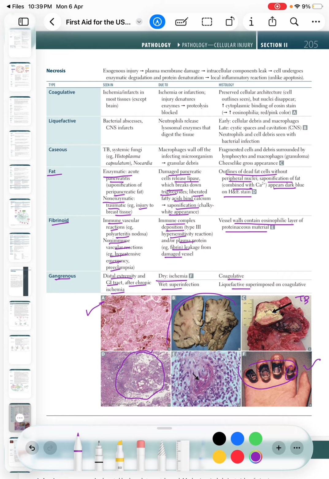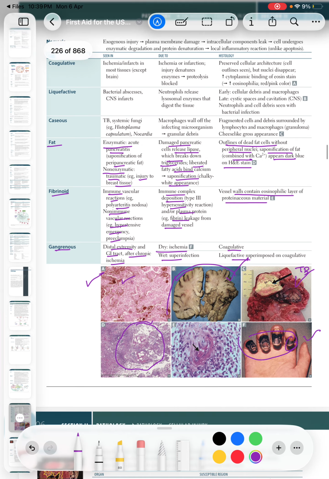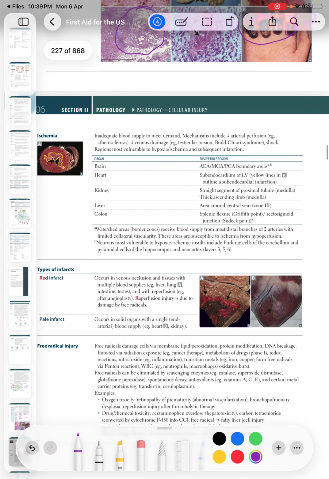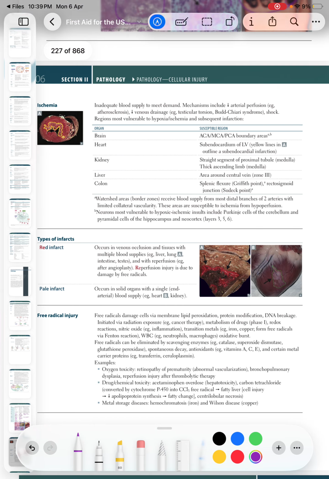Okay, gangrenous, and in abscesses the necrosis that occurs is liquefactive, and in tuberculosis it is caseous, and this is coagulative, and this one is fibrinoid necrosis. You should identify the necrosis from the picture. You should have a gross idea of what type of necrosis it is.